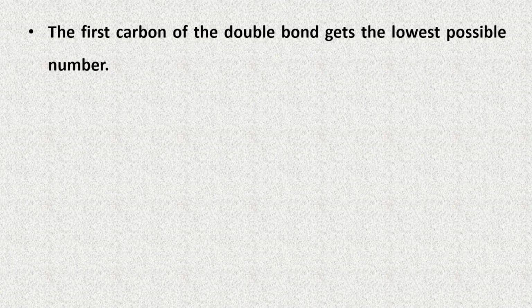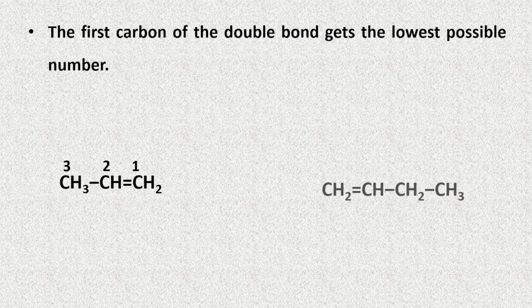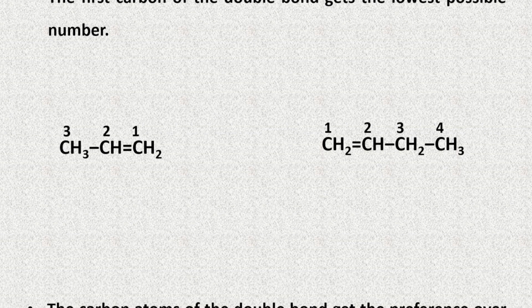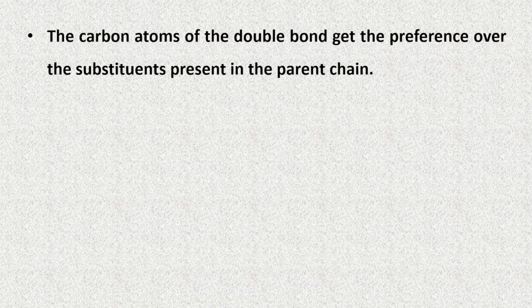The first carbon of the double bond gets the lowest possible number. Like as you can see in these examples, the numbering will start from the doubly bonded carbon. If a substituent is also present in the parent chain, then the carbon atom of the double bond gets the preference over the substituent while numbering.